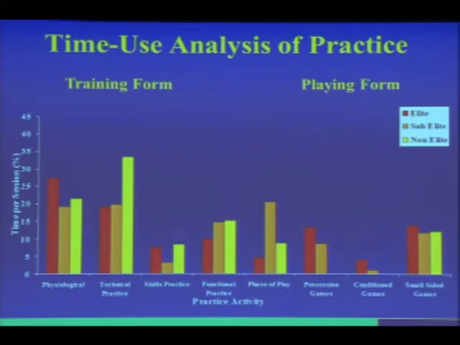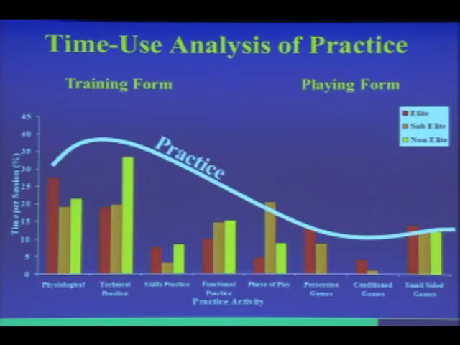We had three groups of coaches. A third of the coaches worked with Premier League academies. A third of them were in centres of excellence, which are championship level clubs, one division down in England, and then a third of the players were non-elite. What we found was that on average 65% of practice time was spent in training form activity.